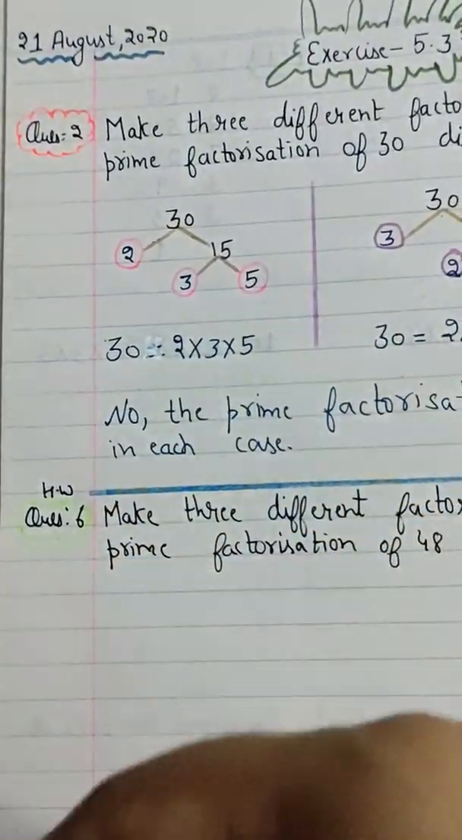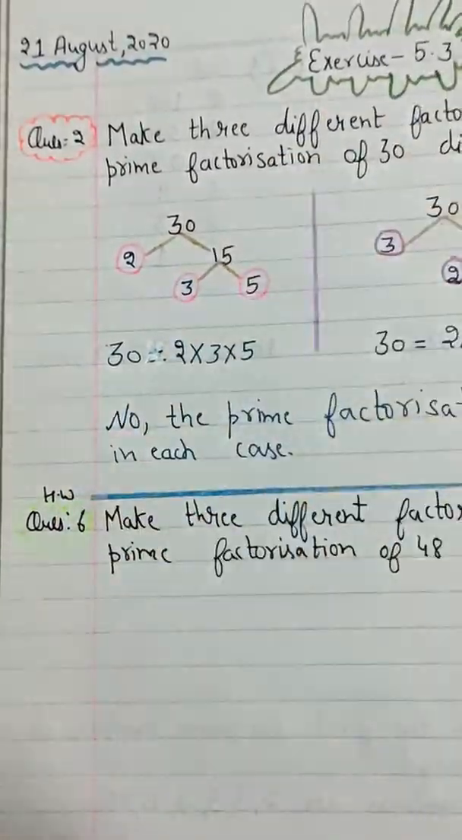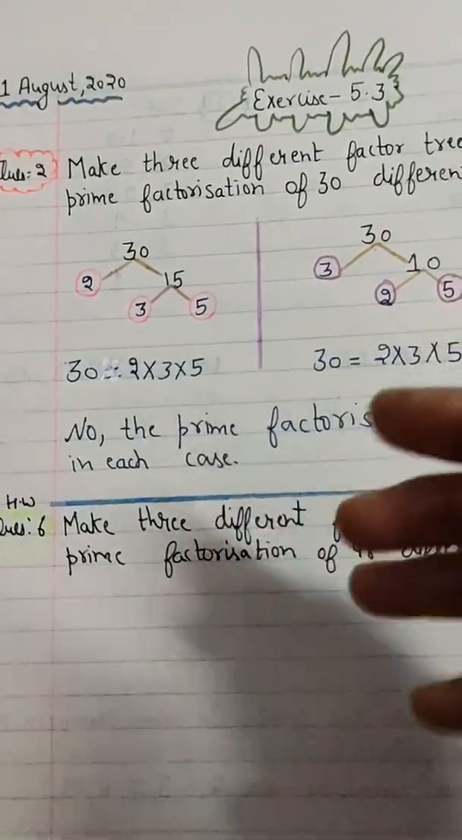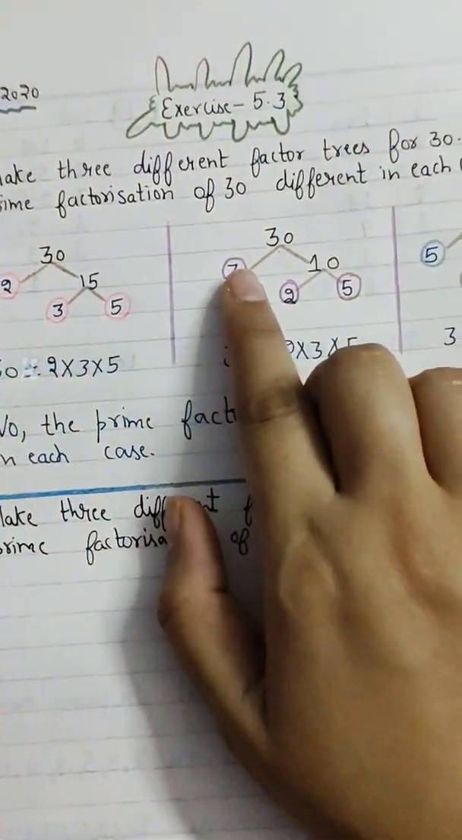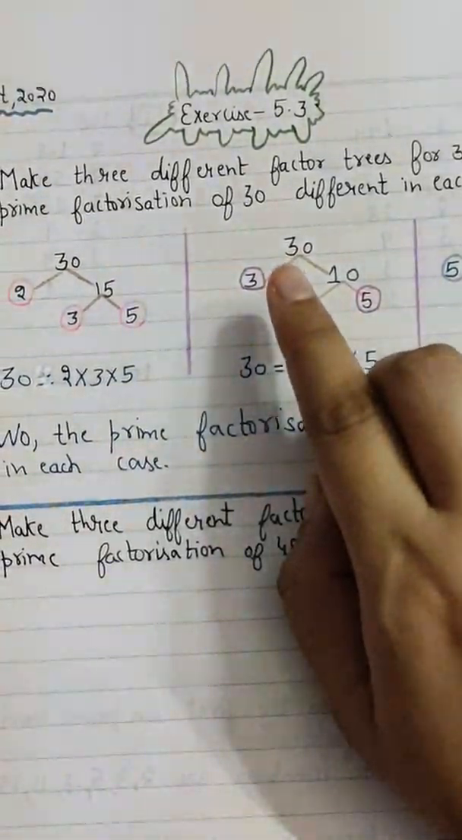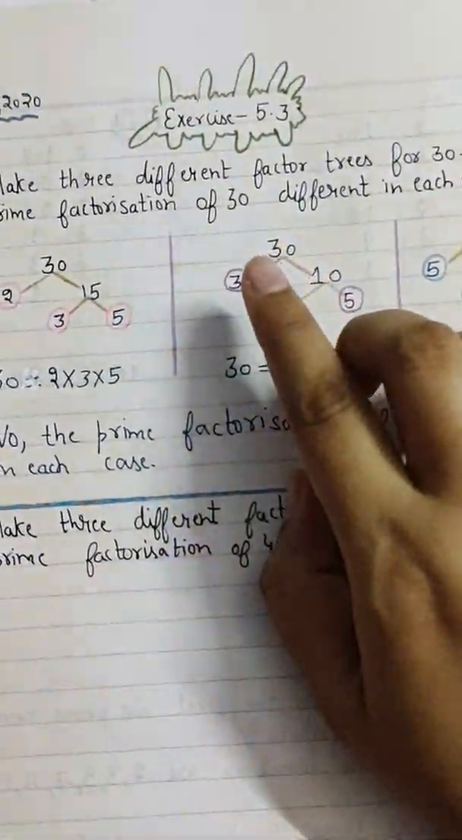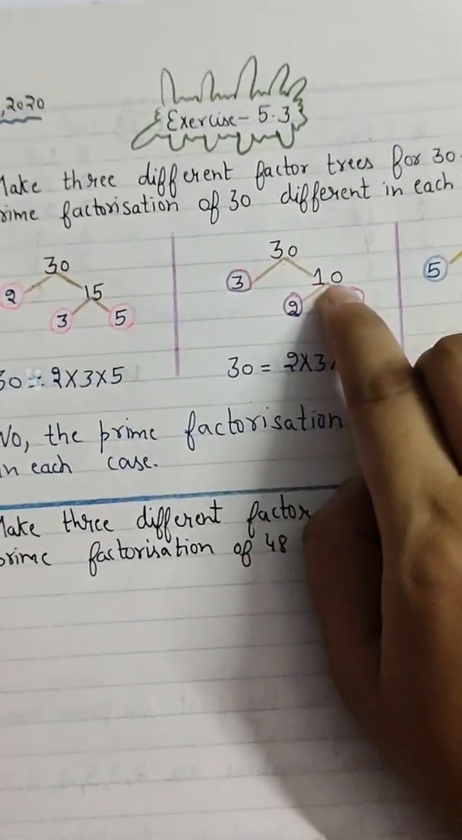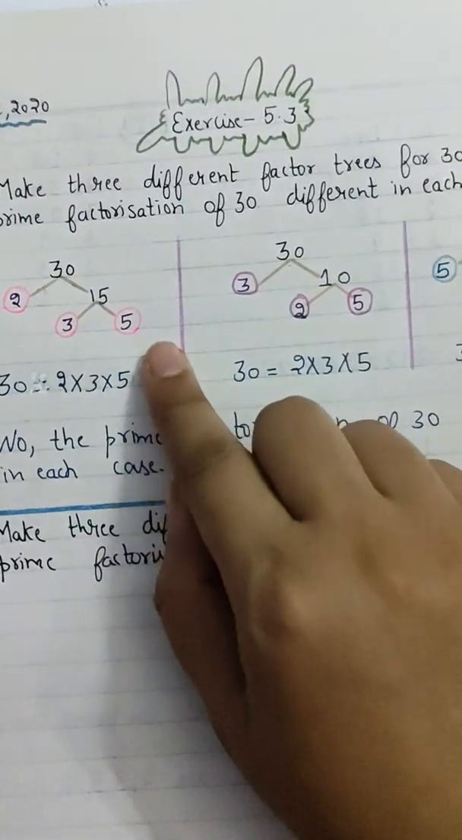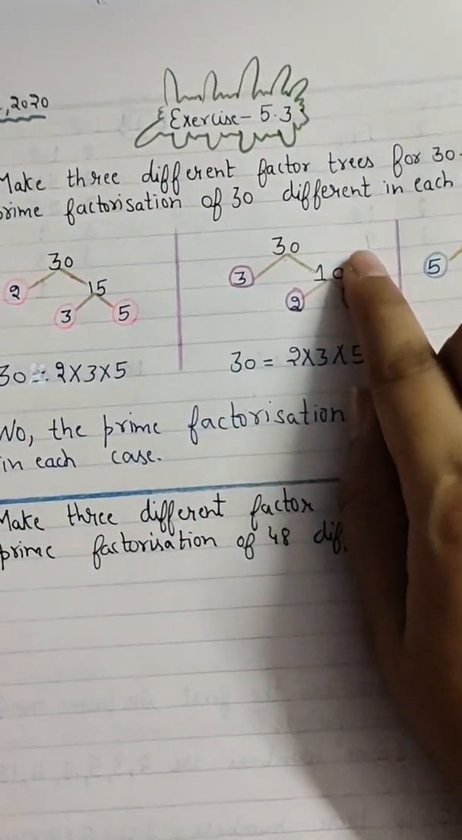Now we have other tables in which 30 comes, so we will use the other tables to draw the factor tree. The second way that I am making the factor tree is by taking 3. In the 3 table we have 30 at 10. 3 is a prime number, so circle it. All the prime numbers you have to circle. Composite numbers you will not circle.